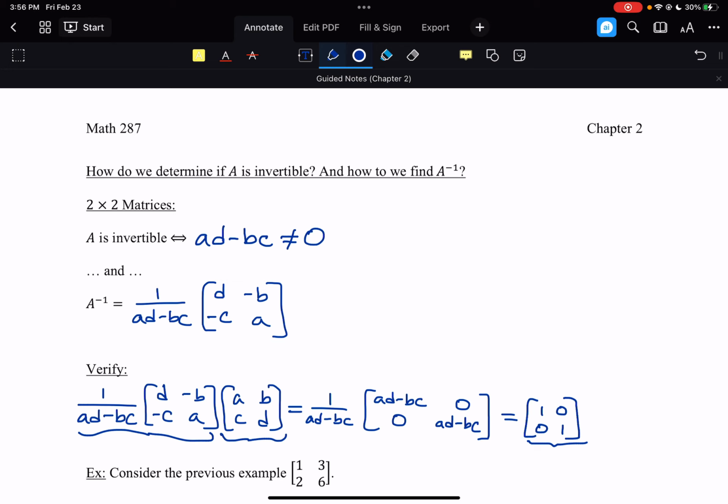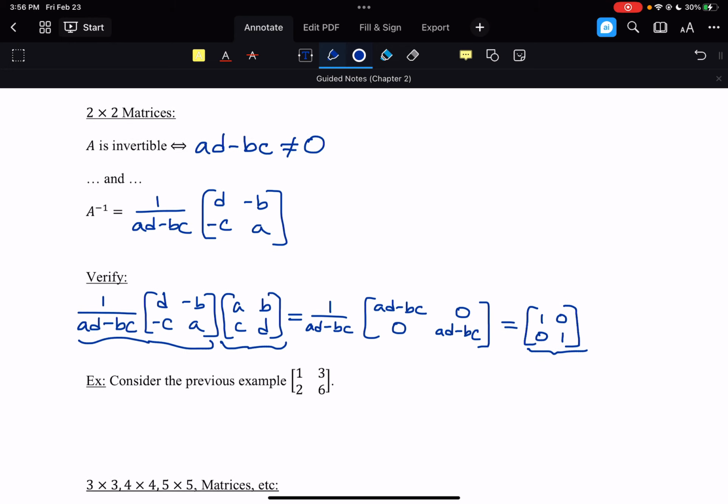Now consider the example that we just did on the bottom of the previous page. We had the 1, 3, 2, 6. We showed before that it was not invertible, but we can do so even faster now. Just take AD minus BC. So that's 1 times 6 minus 3 times 2. So that's 6 minus 6, which is 0.